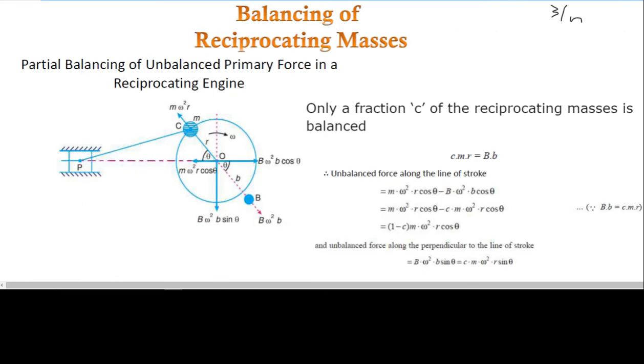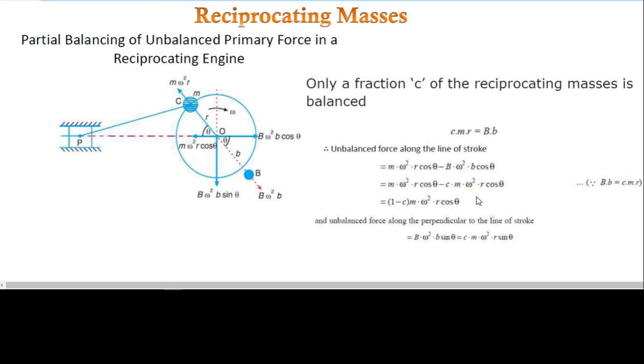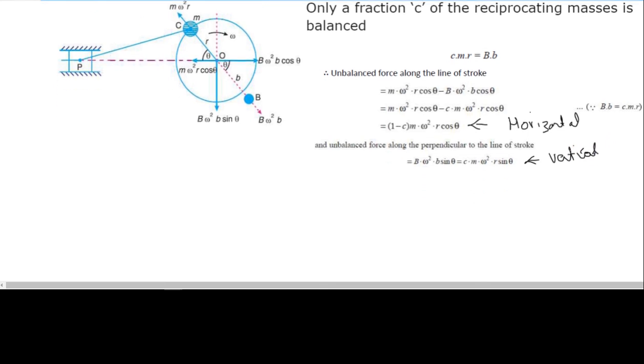So we have seen that we will get a horizontal component along the line of stroke equal to (1 minus c) m omega square r cos theta, which will be the horizontal component of the unbalanced force. And perpendicular to the line of stroke, we will get a vertical component that is equal to c m omega square r sin theta, or we consider c m r is equal to b.